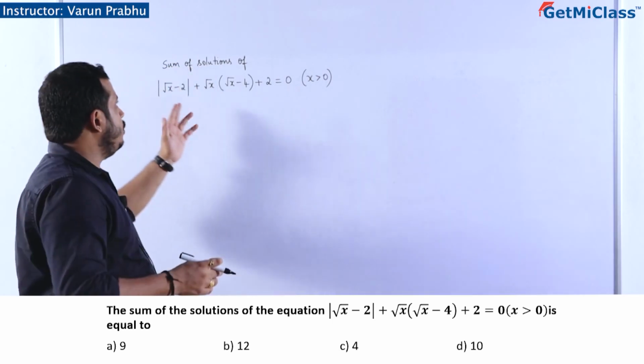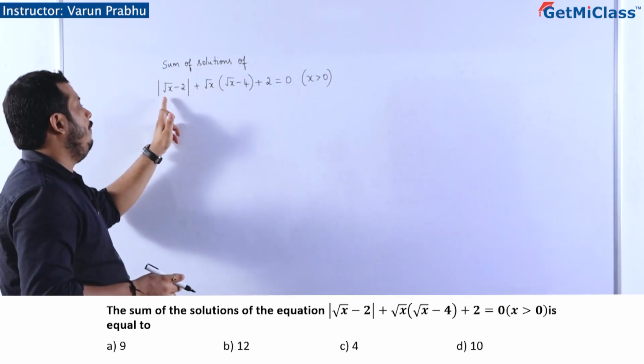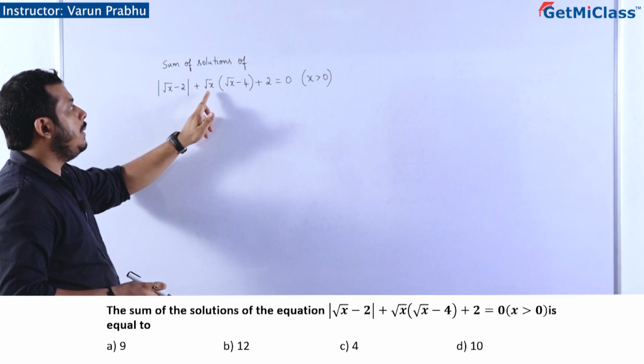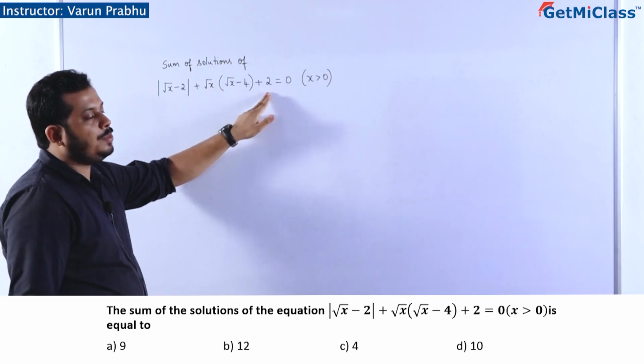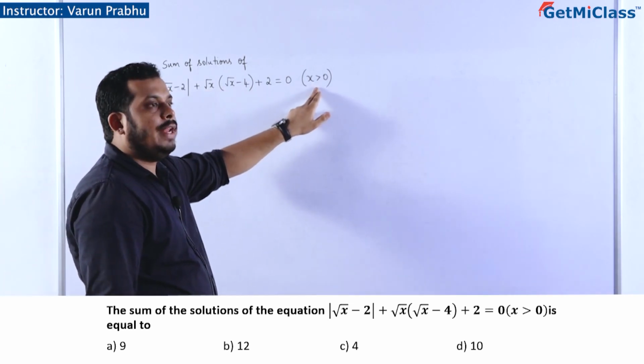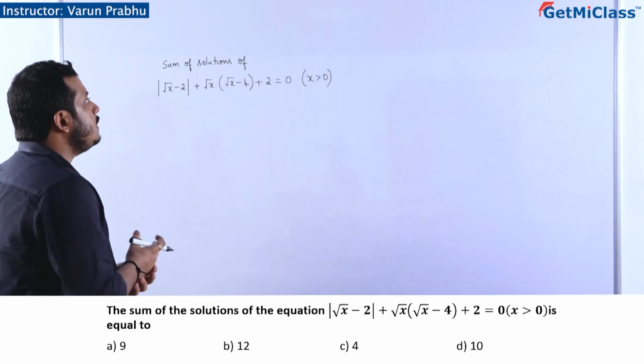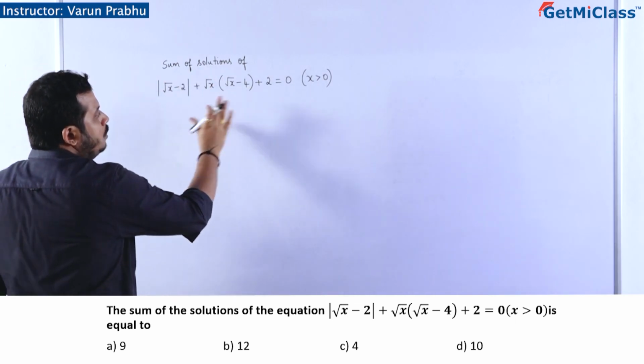If you look at this question, students, the sum of solutions of modulus of root x minus 2 plus root x into root of x minus 4 plus 2 is equal to 0, where x is a positive number. What is the sum of solutions? First we have to find the solution and then add it.